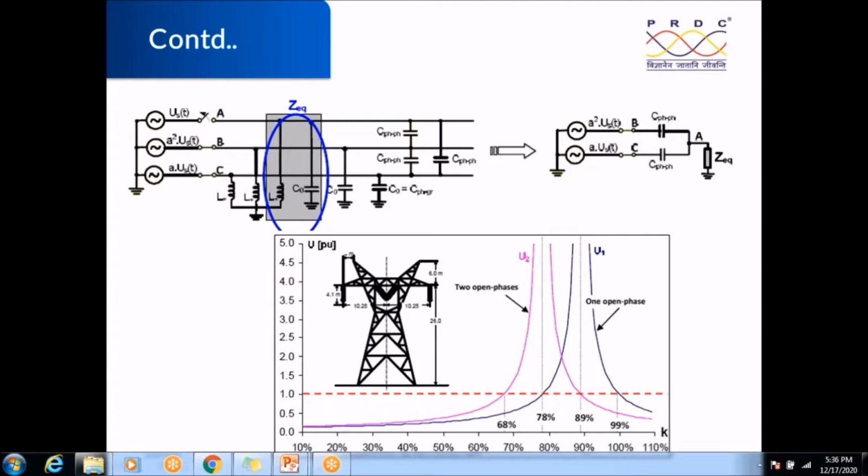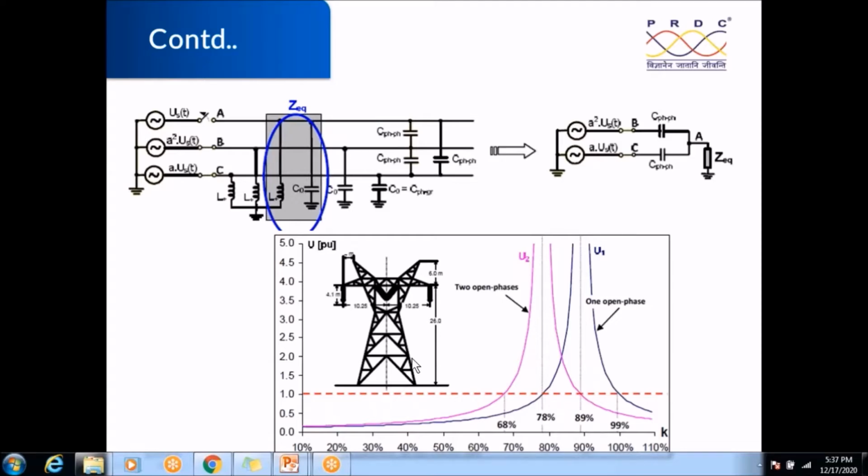Okay, so there may be a possibility of resonance. Like in the case of a single phase, for this circuit there is a resonance at exactly 89% compensation. Generally in 400 kV we say 50 to 80% compensation is possible. But if you look at 765 kV lines, we are definitely doing more or less 90 to 100% compensation, because that capacitance value is very high and it will lead to very high steady state overvoltages. So that's why we use almost 90 to 100% compensation in case of 765 kV lines.